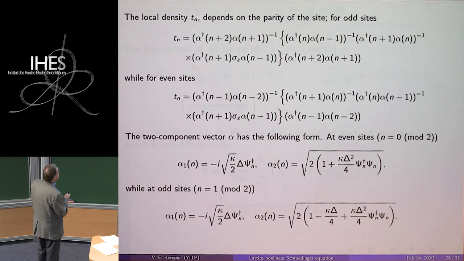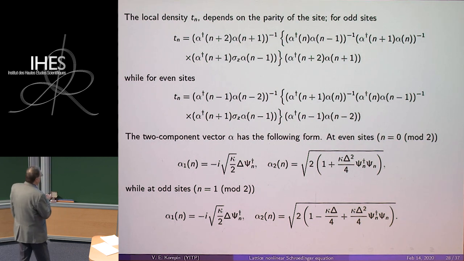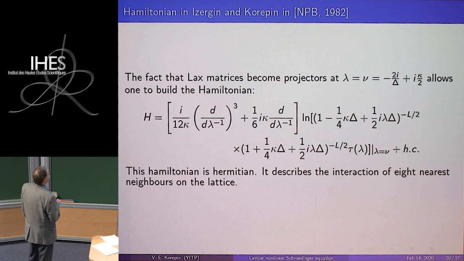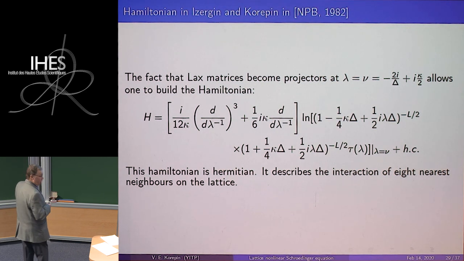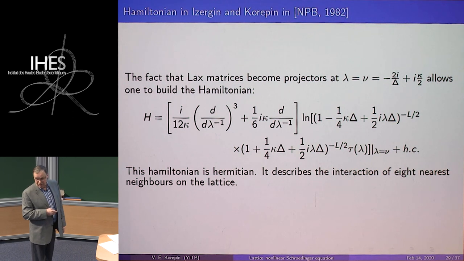So this T we express in terms of alpha, and alpha is a relatively simple function of the local Bose field. So this L operator actually describes interaction of eight lattice sites. So people might argue that Faddeev, Tarasov, Takhtajan is better.